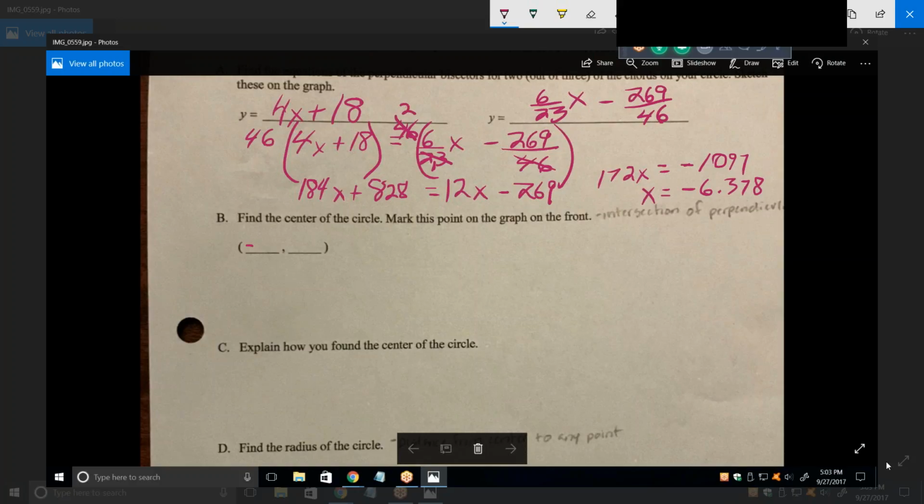So you would just plug that into one of the equations. Which one? Let's do the first one. It's easier. Absolutely. You're still going to need your calculator, but what's y equal to? Y is equal to 4 times negative 6.378. Make sure you put a negative sign in front of it. Now you're going to add 18. What do you get?